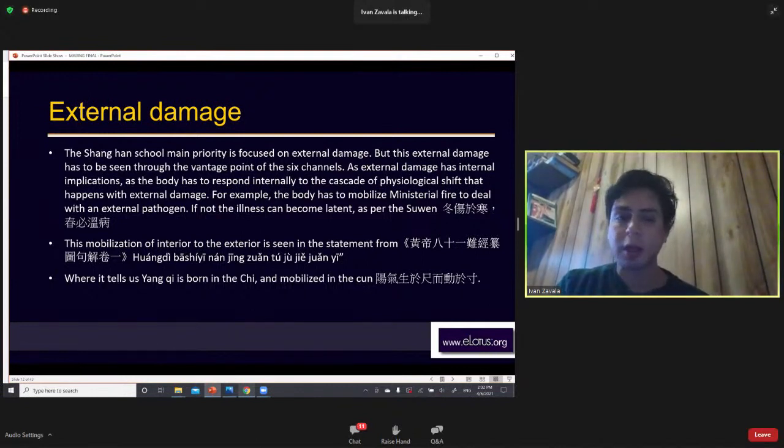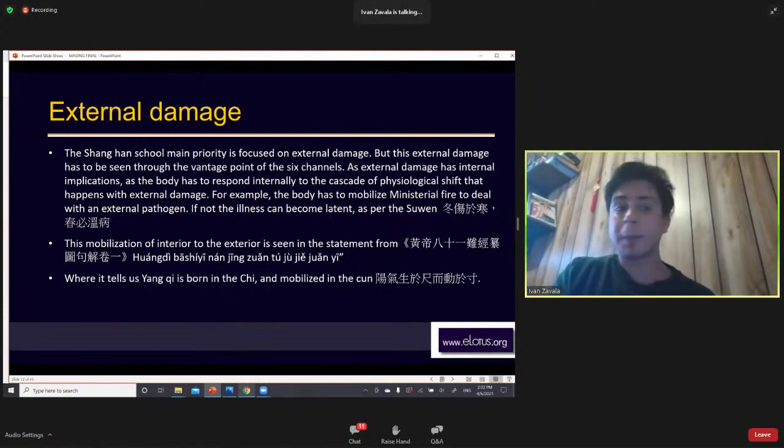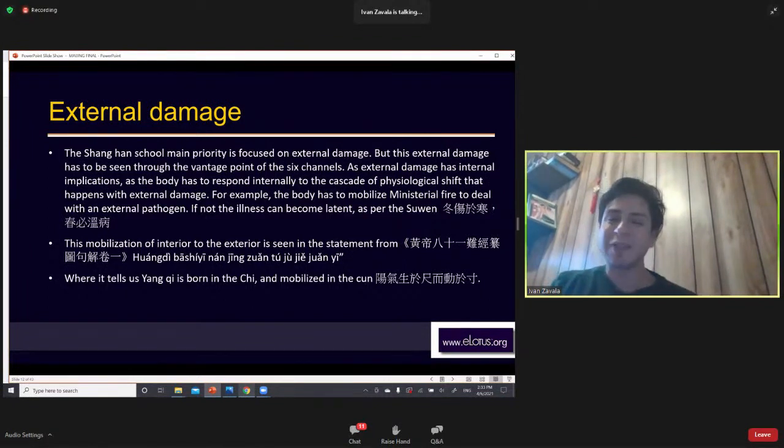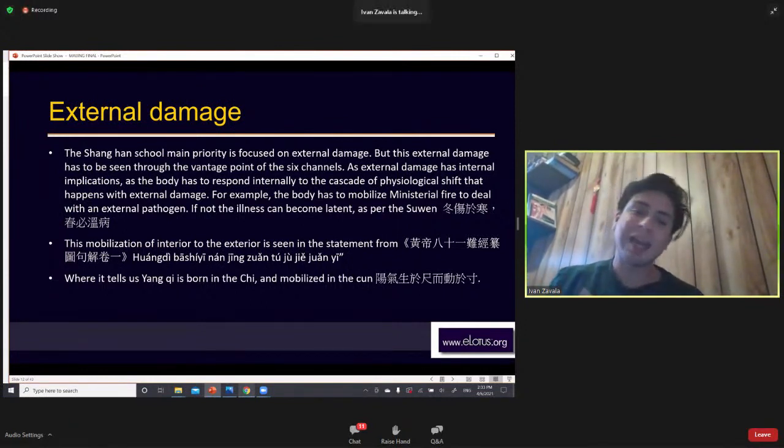As per the Suwen, right? Dongshang yu han, right? In winter, damage from cold, Chunbing Wenbing, right? In spring, it will invariably become warm disease, right? So that idea is often interpreted as your body has to respond to cold through Mingmen. If you're Shaoyin, right, your kidney yang, if not, the cold is going to go deep and freeze your kidney, right? And eventually the pathogen will start to warm up and in the summer or in the spring become warm disease, right?